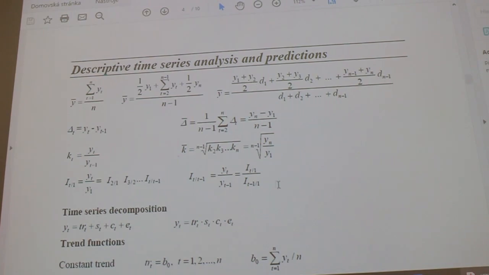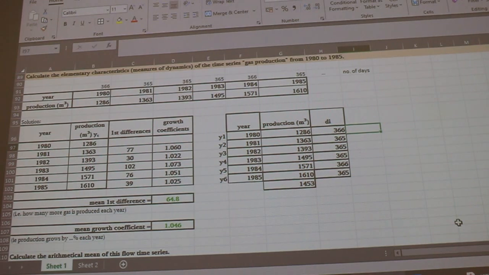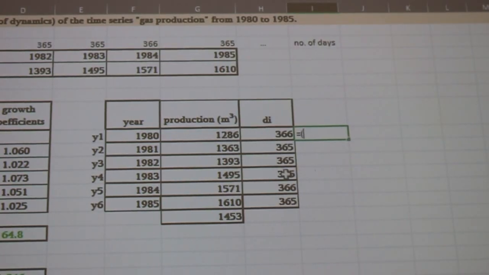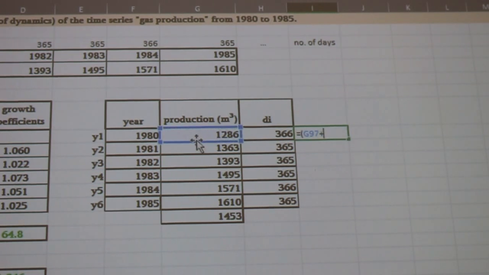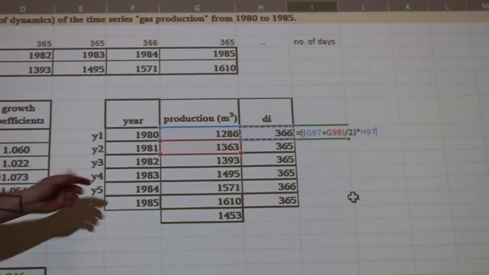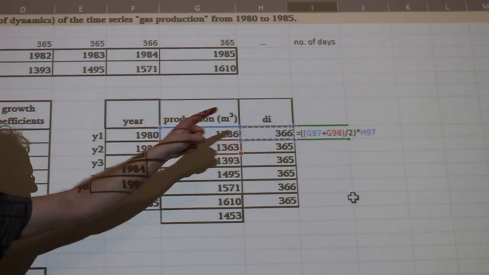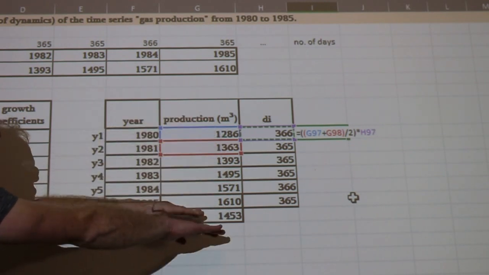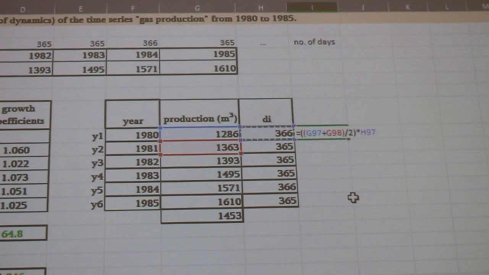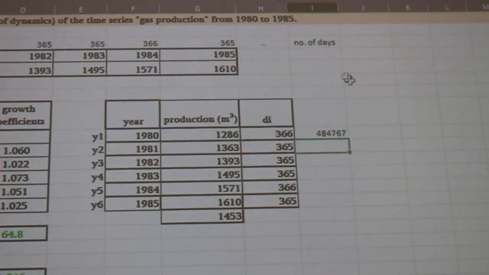So I will start with the calculation. Equal sign, I will open a parenthesis, and first observation plus second observation, close the parenthesis, divided by 2. I will use another parenthesis here and another here, and this is weighted by the number of days. Can you see this first part? y1 plus y2 divided by 2, weighted by number of days. And we will move through all the time series. So please use enter and calculate everything that is possible.